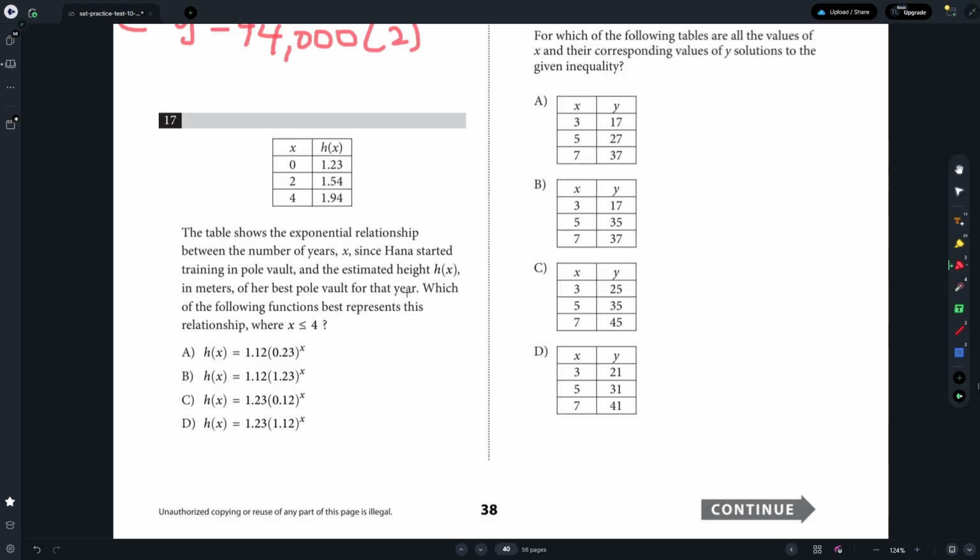Number 17. The table shows the exponential relationship between the number of years X since Hannah started training in pole vault and the estimated height H of X in meters of her best pole vault for that year. Which of the following functions best represents this relationship where X is less than or equal to 4?